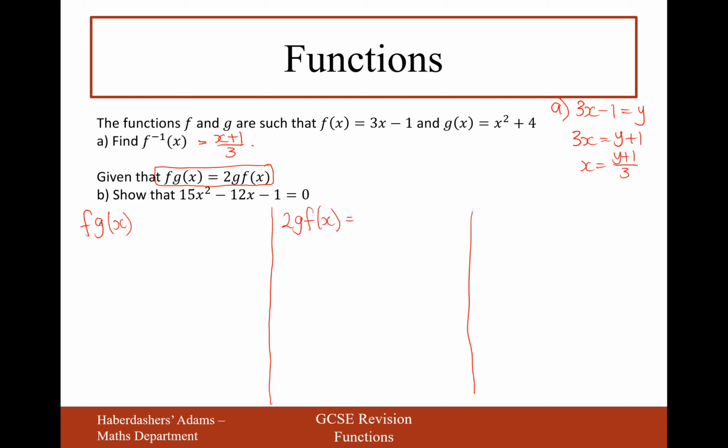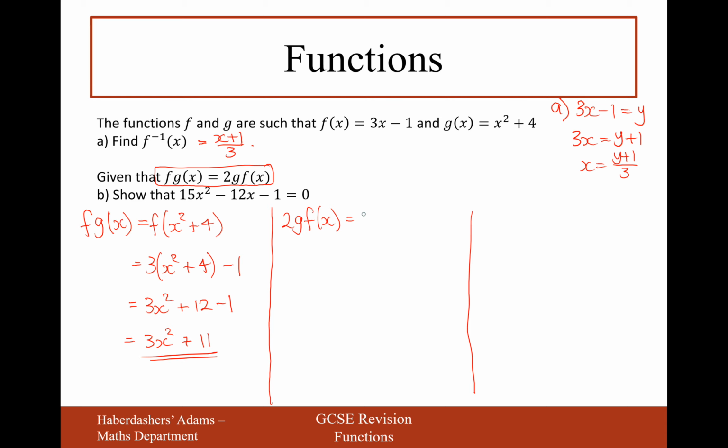So, in this case here, we're going to have to create the fg function first. So this means we do the g function first, that's x squared plus 4. And then once we've done that, we put x squared plus 4 into the f function. So it's going to be 3 brackets x squared plus 4 minus 1. So it's going to be 3x squared plus 12 minus 1. So it's going to be 3x squared plus 11. Okay, so that's the left-hand side of the equation.